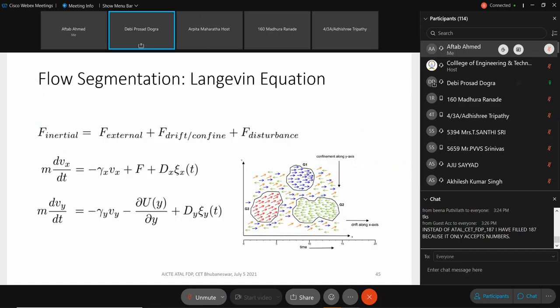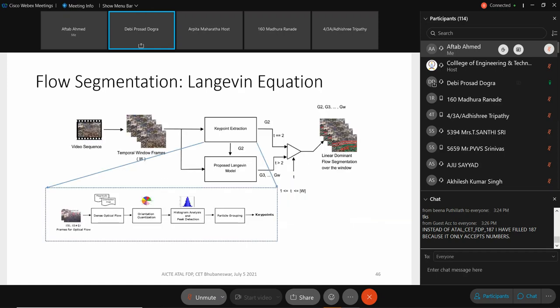We did a little bit of modification, and we basically came up with a new formulation where the internal force is presented as a summation of external force with a drift as well as the disturbance. Disturbance is obviously coming from the environment. The drift can be along the x-axis, and along the y-axis. Now with this, we used this modified Langevin equation and applied it for segmentation.